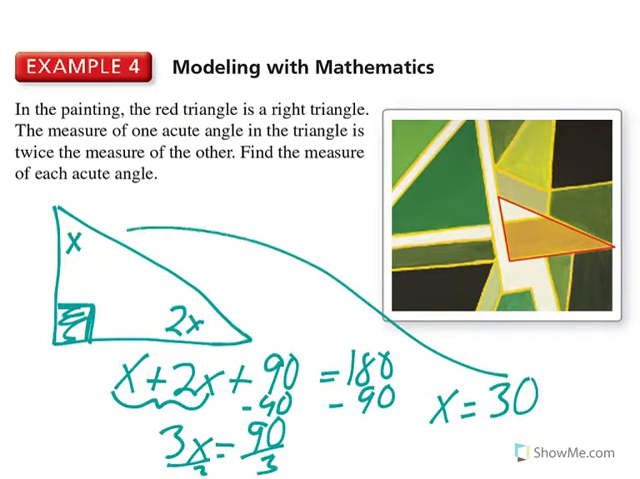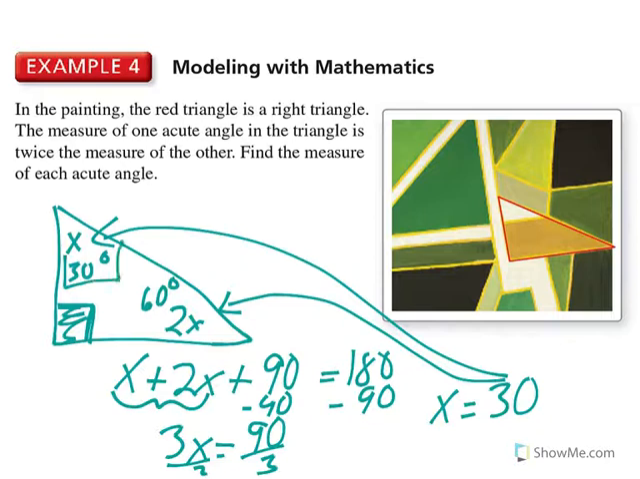So when I substitute in, I have one angle is 30 degrees. And then when I substitute into the second one, I have 2 times 30. So that means my other angle is going to be 60. It told me to find the measure of each angle, so that's what we did.